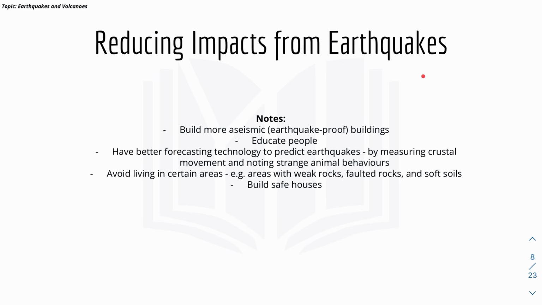And here we have some notes on reducing impacts from earthquakes. So we have some solutions for reducing impacts. Number one, we can build more seismic or earthquake-proof buildings. We can also educate people on safety from earthquakes. And you can also develop better forecasting technology to predict earthquakes, for example, by measuring crustal movement and noting strange animal behavior. And linking from education, we can avoid living in certain areas, and we can build safe houses with solid foundations.